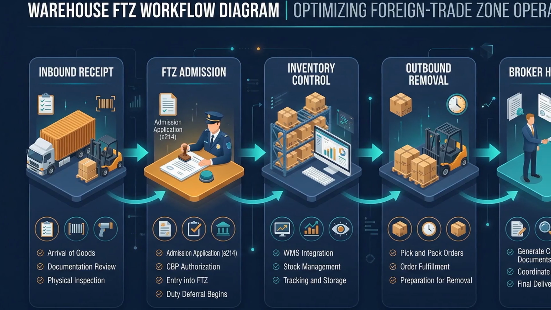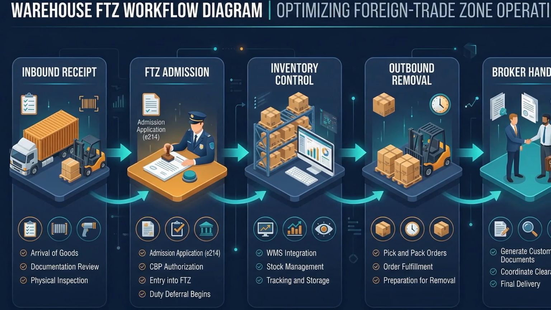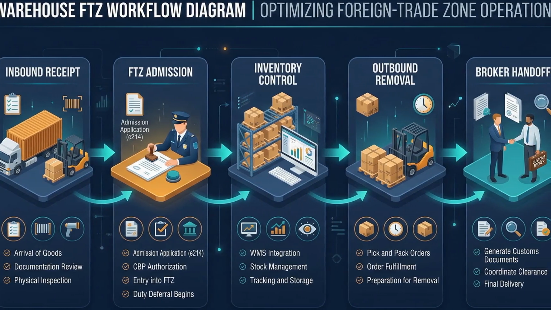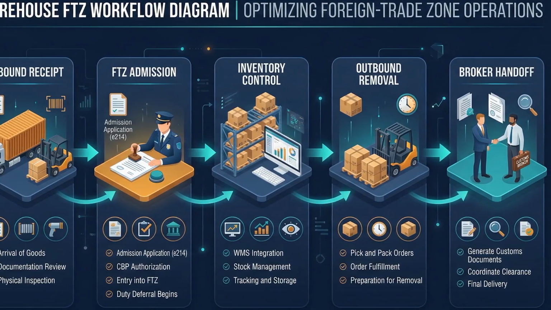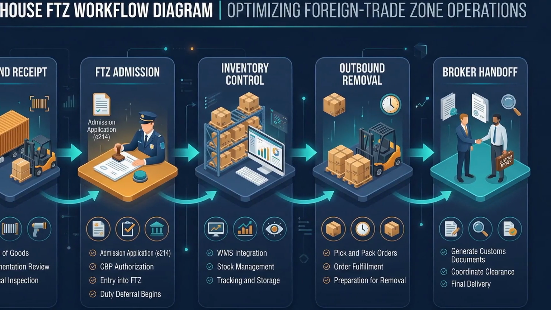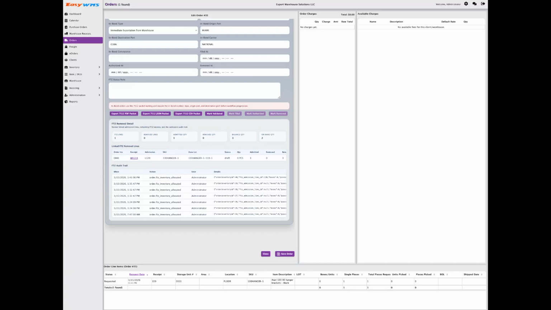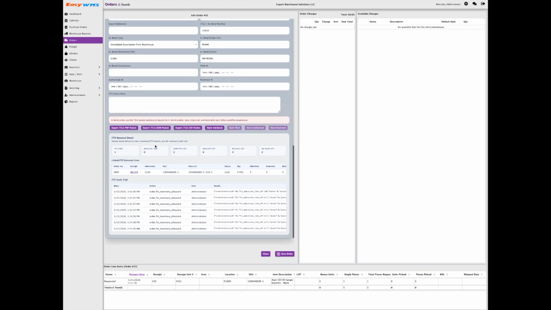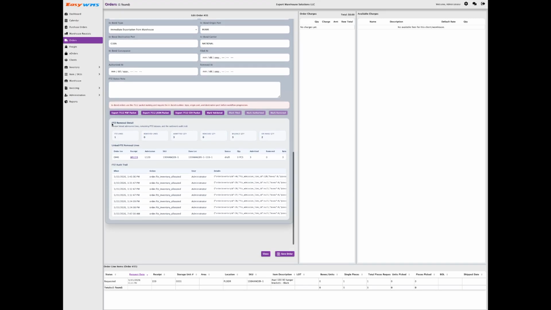Easy3PL also gives detailed visibility into the outbound FTZ chain. The user can review linked FTZ removal lines, the admission lines they came from, the admitted quantity, removed quantity, remaining balance, and the related FTZ audit trail. The system also includes over-removal protection, so an outbound line cannot remove more quantity than the linked FTZ admission line supports.